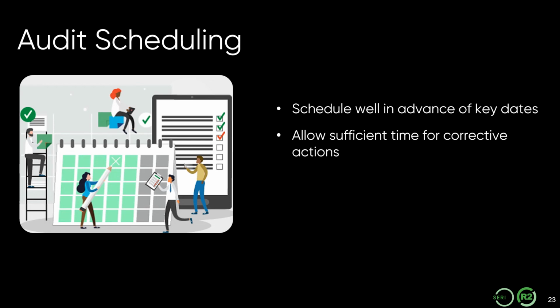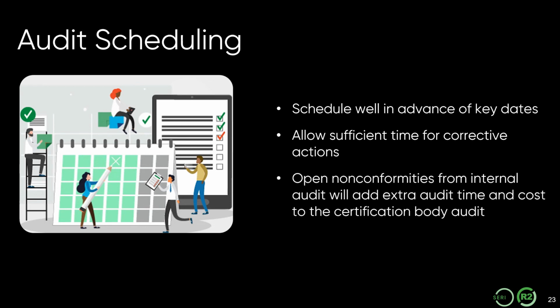Failure to take the time and properly address the internal nonconformities will result in the open nonconformities being transferred over into your R2 audit. This will cause extra audit time for assessing corrective actions and could result in delays in certification.